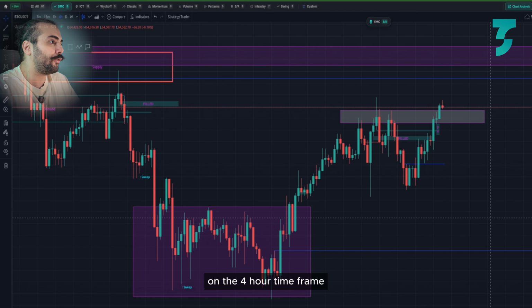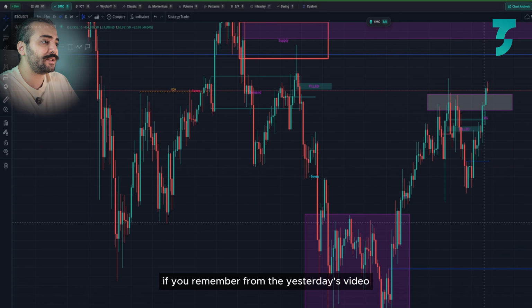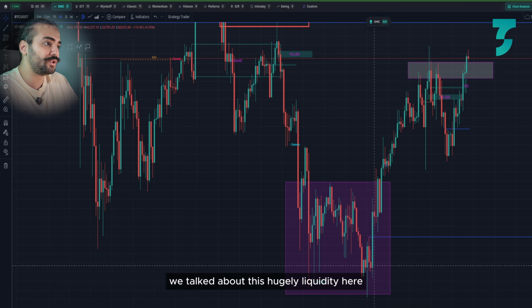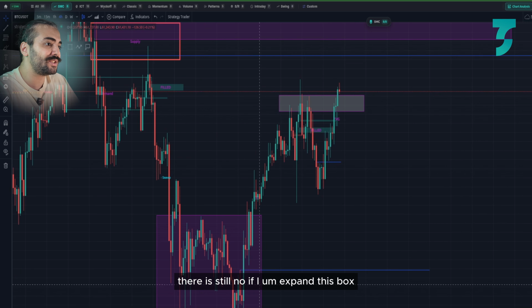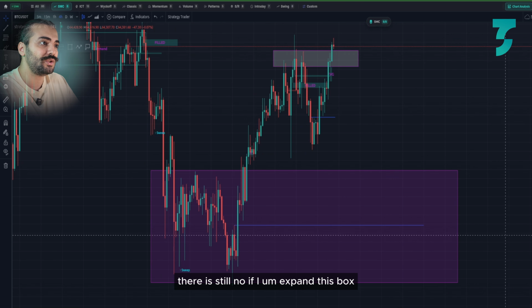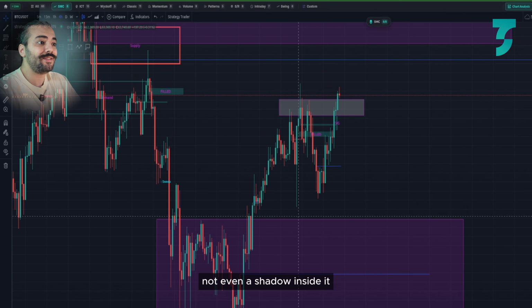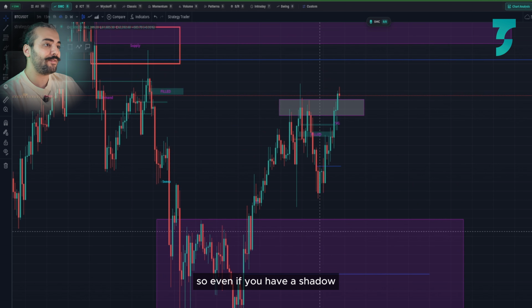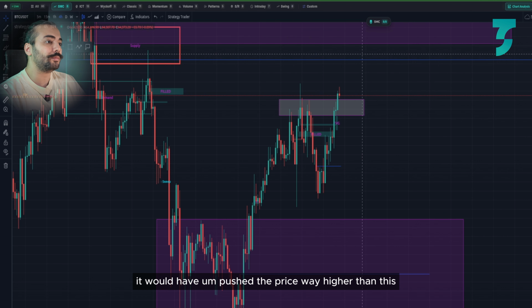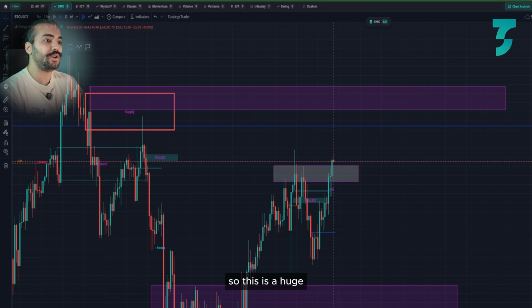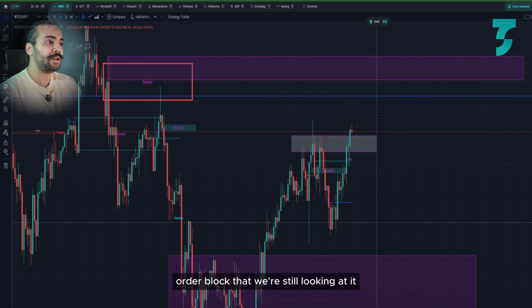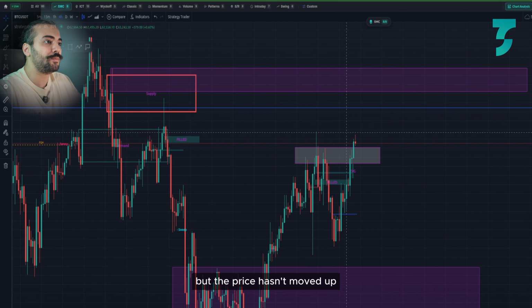On the 4-hour time frame, if you remember from yesterday's video, we talked about this huge liquidity here. This huge liquidity, we still haven't touched it. If I expand this box, you can see that there is still not even a shadow inside it. Even a shadow would have pushed the price way higher than this, but there's not even a shadow. So this is a huge order block that we're still looking at, but the price hasn't moved up.